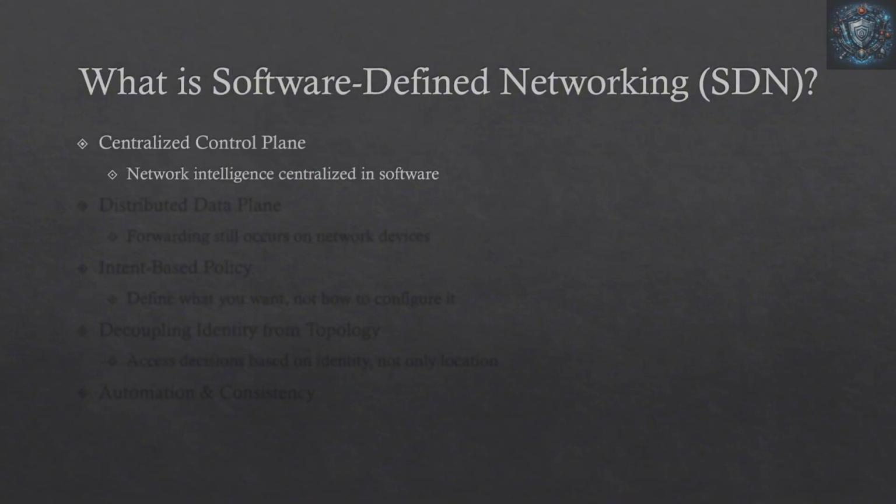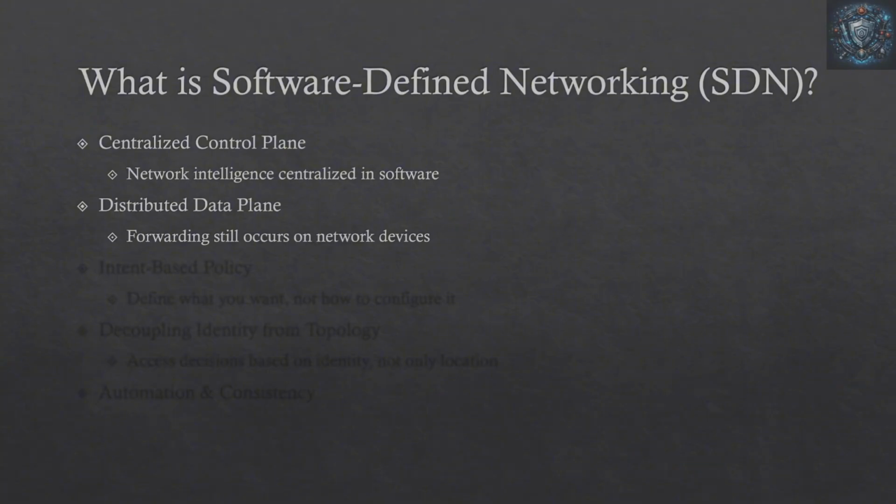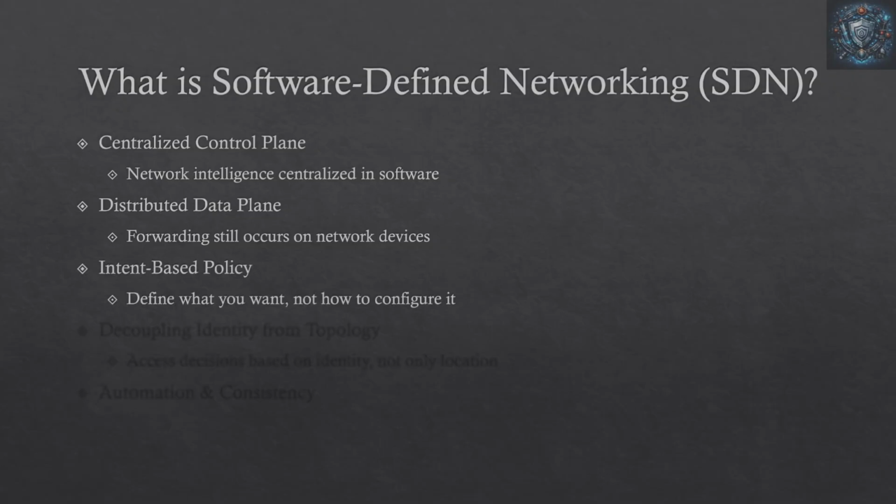So what all is built into SDN? Well, we have a centralized control plane. Network intelligence is centralized in software. Where I was talking about Cisco Catalyst Center just a minute ago, that is the controller that will make the decisions for how devices are configured. We have a distributed data plane, but forwarding still occurs on network devices. We're not taking away routing. We're not taking away any functionality from the devices. They're just being configured in a different way. Intent-based policy goes back to the controller, where you as the administrator define what you want a device to do, and the controller will decide how to configure it to do what you want it to do.